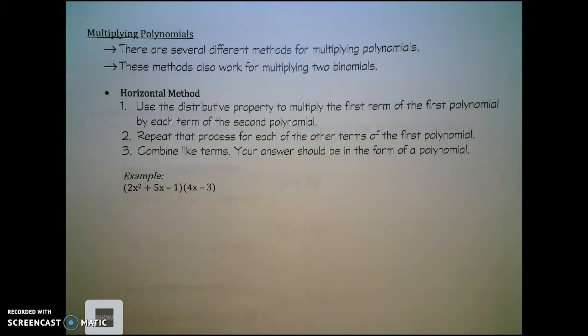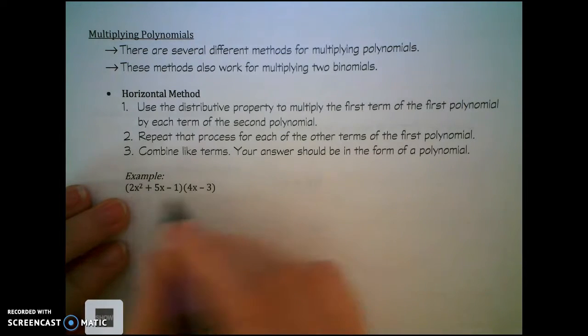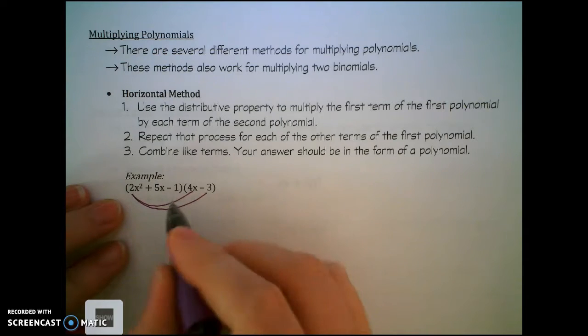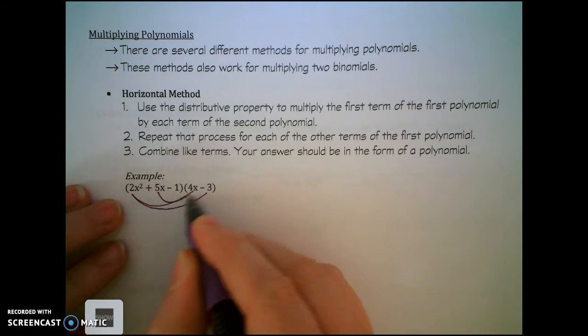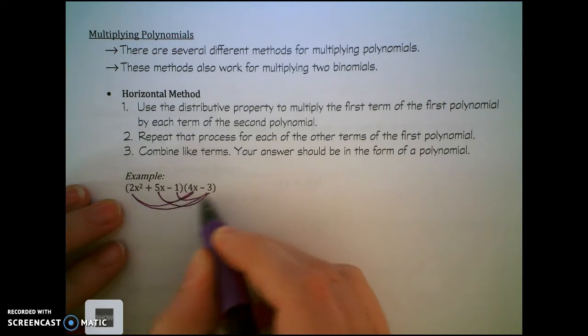Now the horizontal method involves using the distributive property to multiply the first term of the first binomial by each term of the second polynomial, and then repeating that process for each of the other terms of the first polynomial. Then we combine our like terms and write our answer out as a polynomial. So for example, we will take the first term here, this 2x squared, and we're going to multiply that by each of these terms. So we distribute. Then we'll multiply this 5x times each of these two terms. And then we'll multiply this negative 1 times each of these two terms.